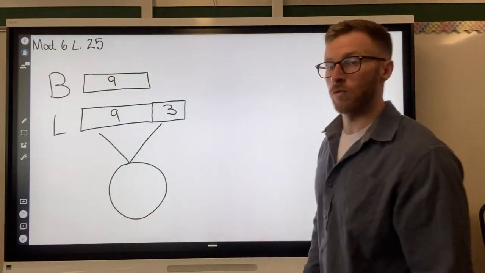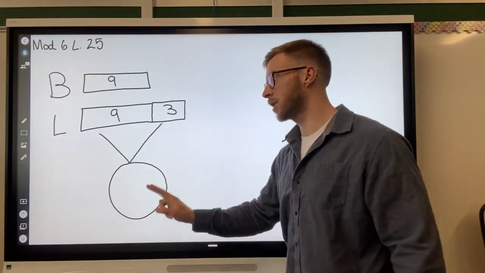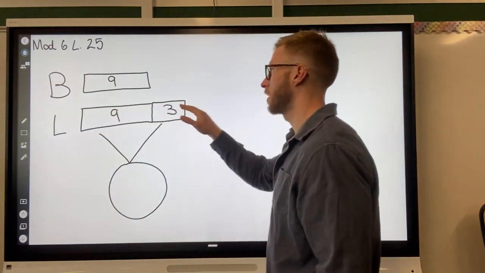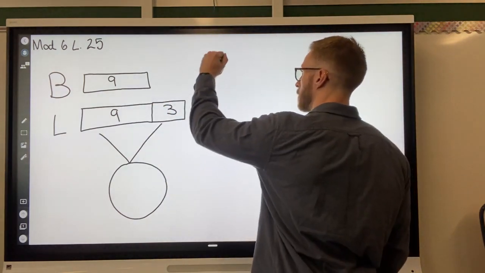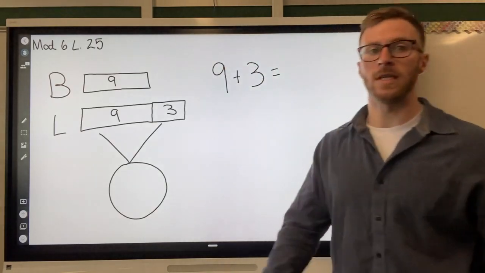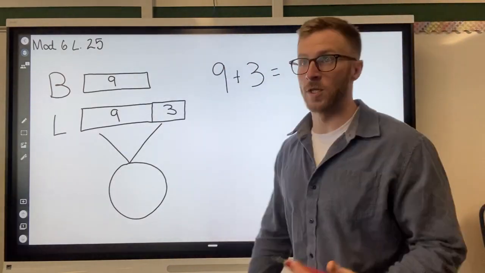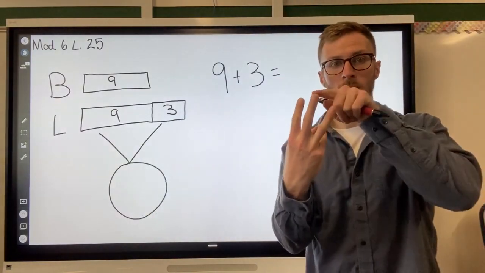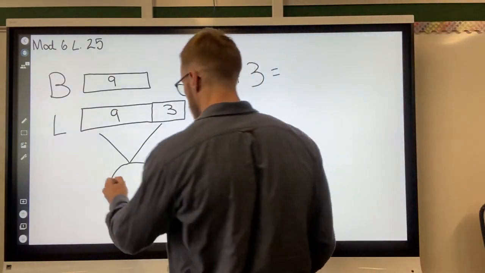So to do so, part plus part equals whole. 9 plus 3 equals, and what does 9 plus 3 equal? Well, if we don't know off the top of our head, we can count on: 9, 10, 11, 12.